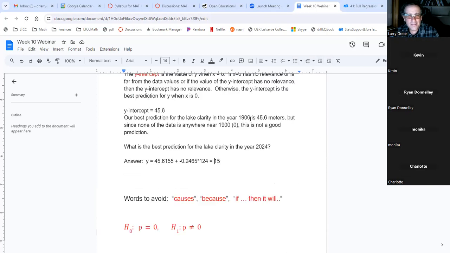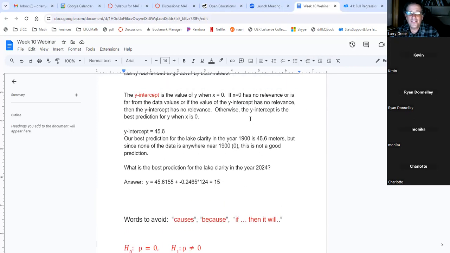Okay. So just some big notes. Never, ever, ever use the word cause when you're talking about correlation if all you have is data and R and R squared. And you may never have thought about it, but if you look at the word because, what do you notice if you get rid of the first two letters? Cause. Do not use the word because. Got it? It's another one to avoid.